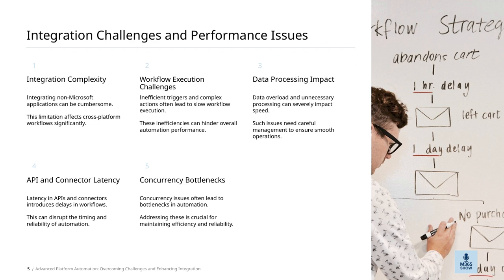Another challenge is data overload and unnecessary processing. When too much data is processed, or when processing isn't optimized, it can severely impact speed. Careful management of data flows helps ensure our systems remain fast and responsive. Workflow execution itself can face setbacks due to inefficient triggers or overly complex actions. These inefficiencies slow down the entire process and hinder performance, making it harder to achieve the automation goals efficiently.